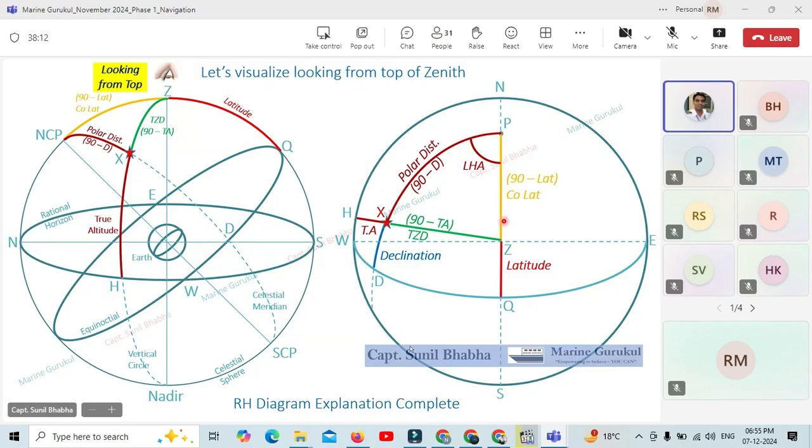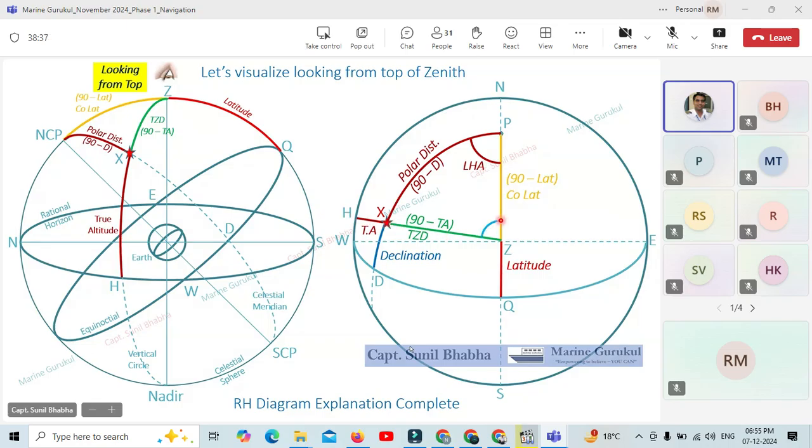Now let's have a look at angle Z of this triangle. That is Papa Zulu X-ray, the blue color angle which you see in the diagram. Now this is the angle between the celestial meridian of the observer, which is PZQS, and the vertical circle passing through the body. The vertical circle passing through the body is ZXH.